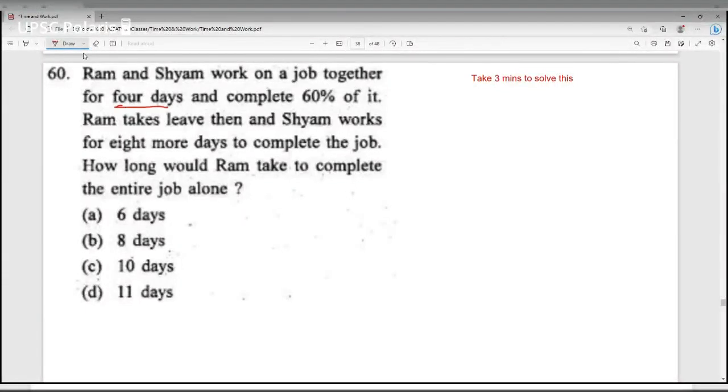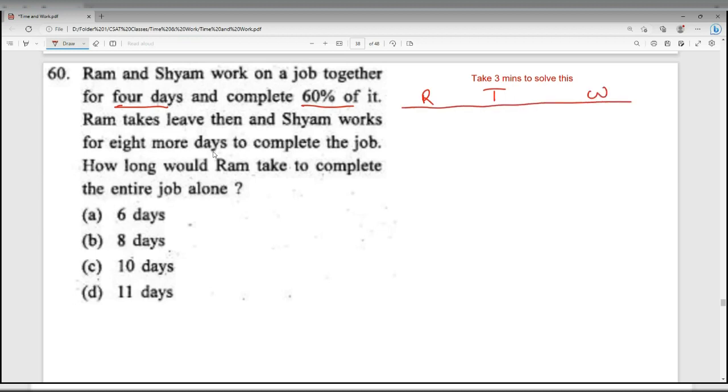and complete 60% of the work of it. Ram takes leave, and then Sham works for 8 more days to complete the job. How long would Ram take to complete the entire job? So we'll set up the chart. We have rate, time, and work.